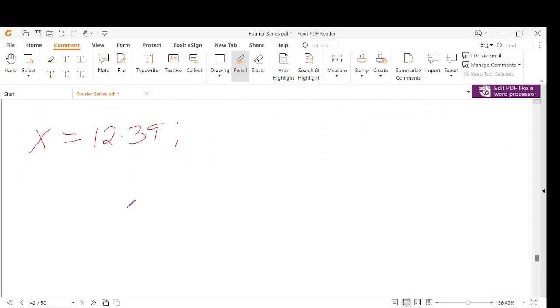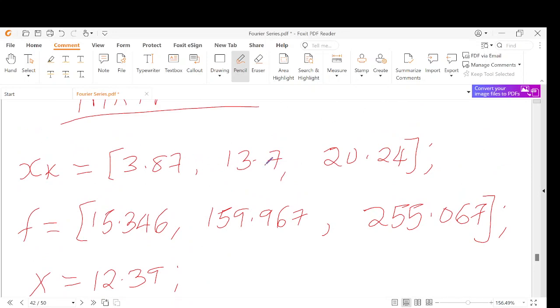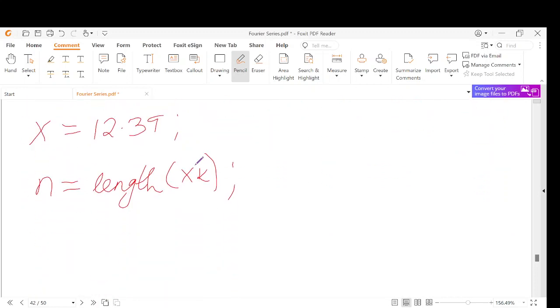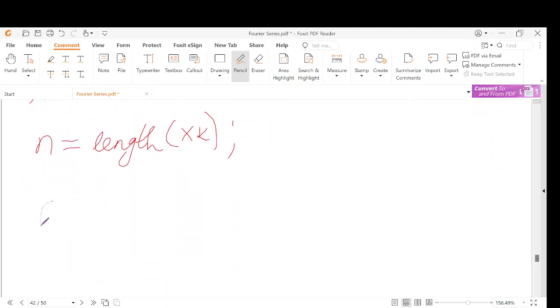Then we use the loop. First, we need to know how many data points we have, or what will be the value of k. So I write the length of xk, so that n will just be equal to the number of entries here in xk. So now I can write the loop for j equals 1 to n.